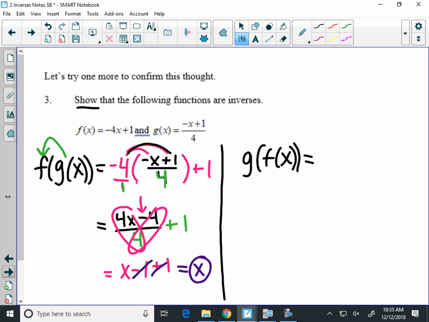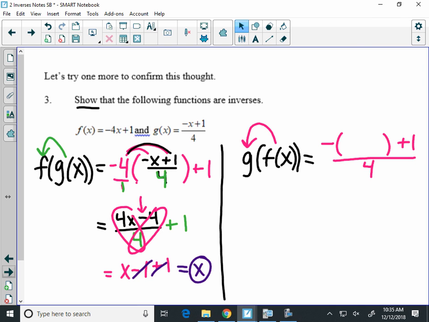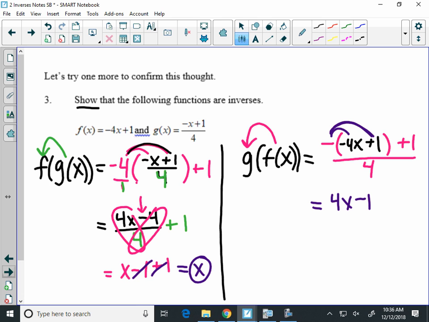So this time I'm going to put f into the function of g. So I start with my function of g. I put parentheses where the x would go. And I'm going to fill in the value of x, negative 4x plus 1. To simplify this, I'm going to start by distributing the negative here in front. Negative 1 times negative 4 is positive 4x. Negative times a positive is negative 1. I got a plus 1 on the end, all over 4.